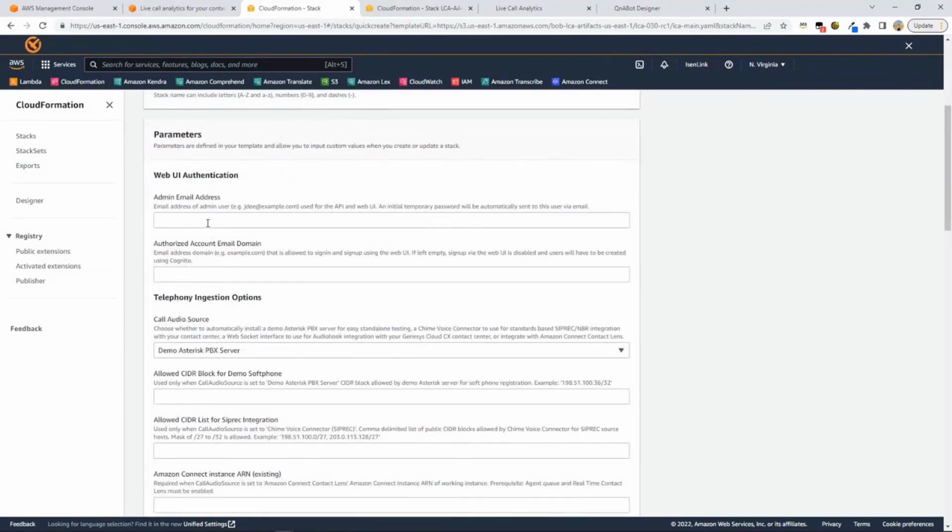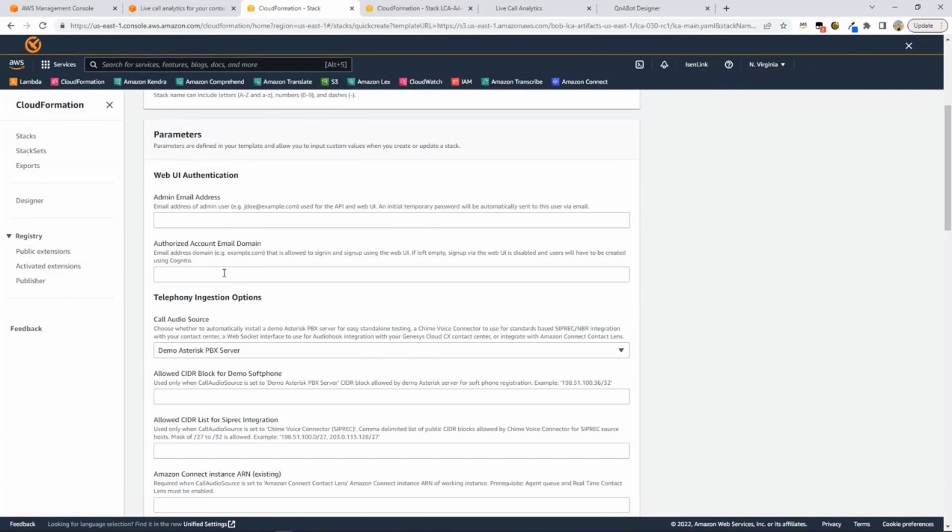This is the one mandatory field that you have to enter here, which is your email address. It's essential that you enter a valid email address here because during the installation, the solution is going to send you an email with temporary credentials. It's going to send you a temporary password that you will use to log into the user interface for the first time, and then you'll get a chance to reset that password once you log in. But you have to give it a valid email address in order to get that first email, otherwise you'll never be able to log in.